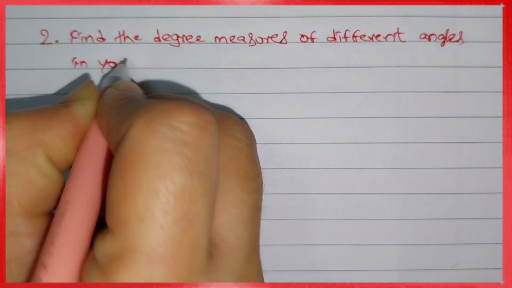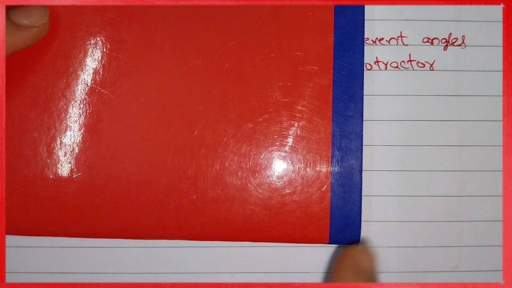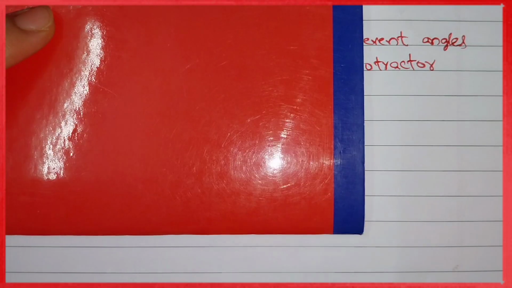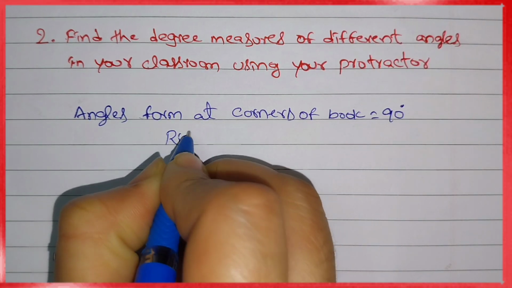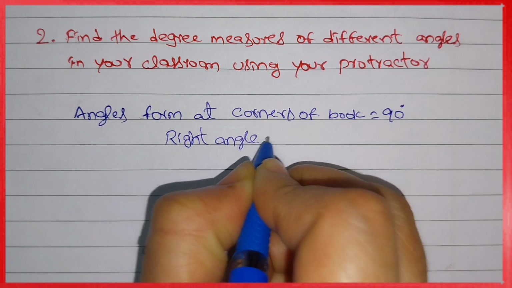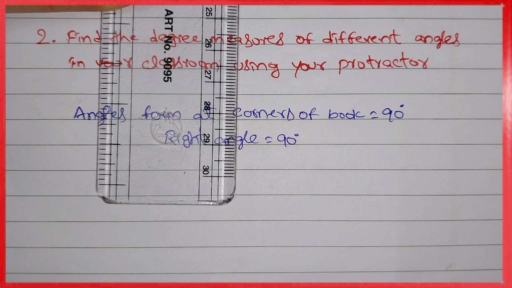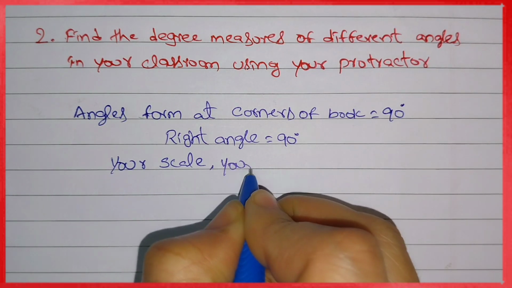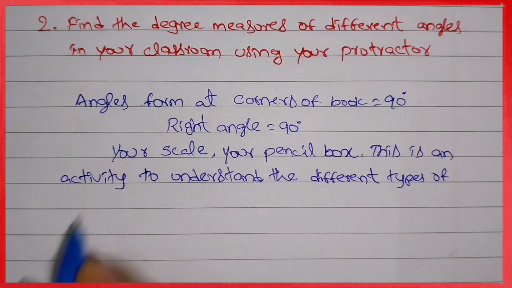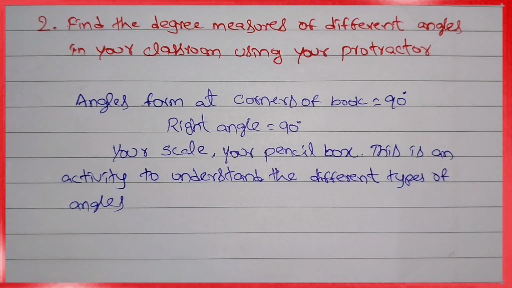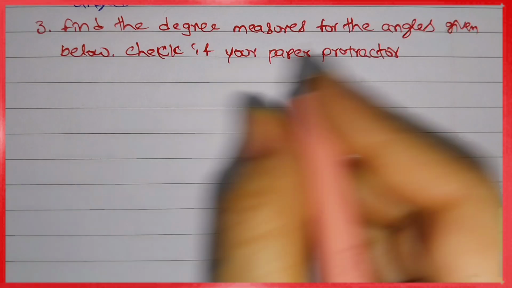Moving to the second question. The second question is: find the degree measures of different angles in your classroom using your protractor. So this is the notebook. If you measure it, you will get 90 degrees. So the angles formed at the corners of a book or the corners of a scale are 90 degrees. So 90 degrees equals a right angle. Whatever you have, like different charts, pencil box, everything, you will measure with your protractor. This is an activity to understand the different types of angles like acute, right and obtuse angles.